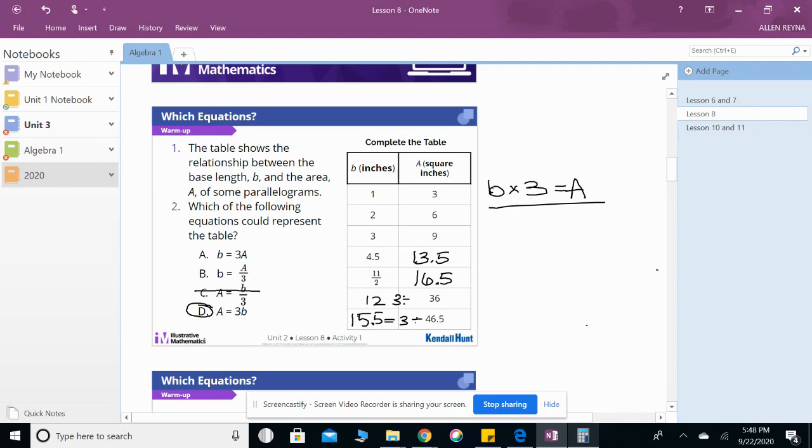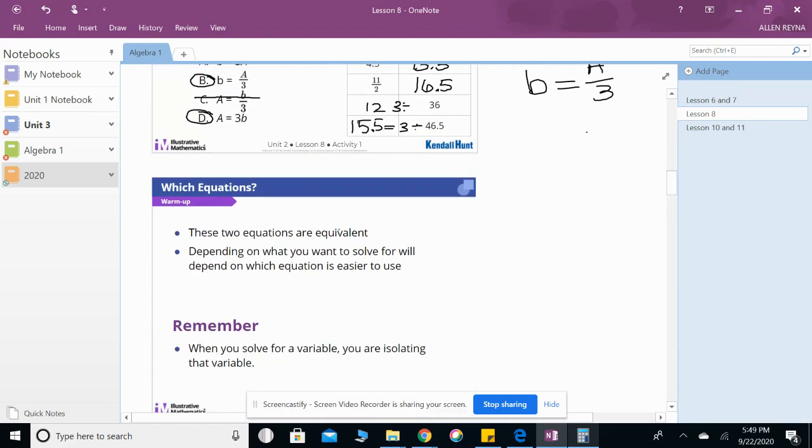So we need to get B by itself. We're going to isolate our variable. Right now, we are multiplying by 3. The opposite of multiplying by 3 is dividing by 3. And we're going to do that to both sides of our equation. So we get B equals A over 3. So if I wanted to find the base, I would take my area and I would divide by 3, which is exactly what we did in these last 2 boxes.